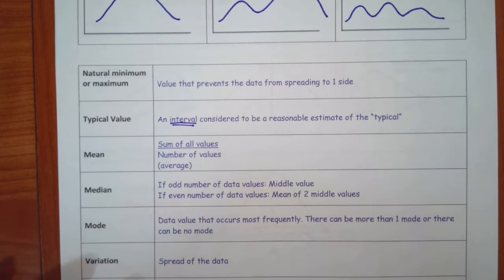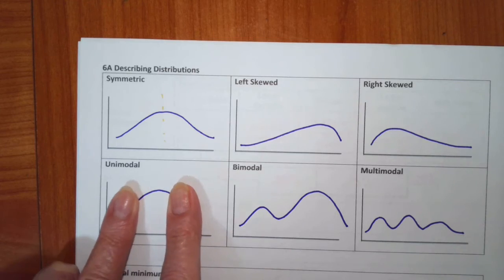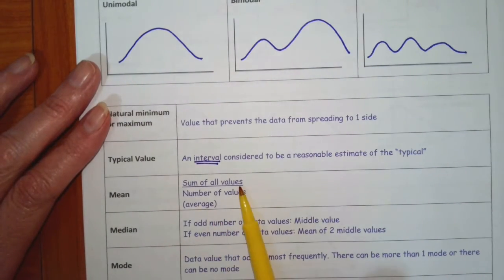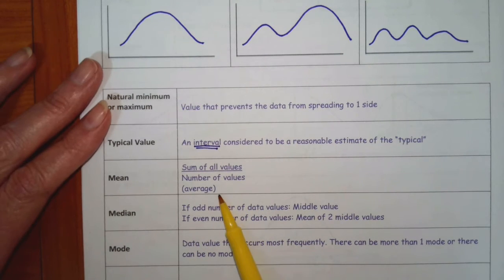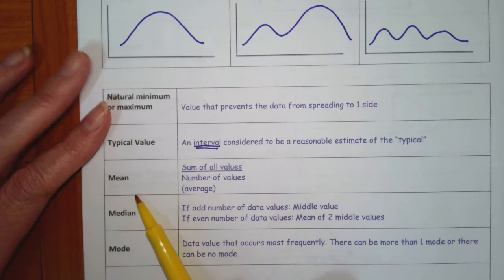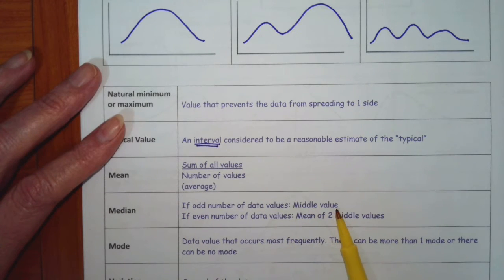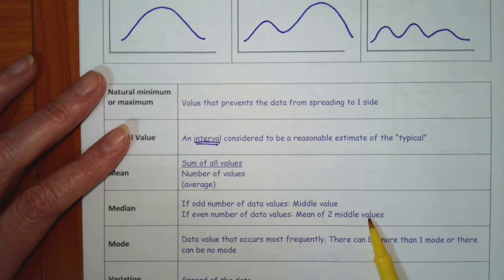A typical value is an interval considered to be a reasonable estimate of typical. So you're looking here and you would have an interval here of what is the typical value. The mean is the average, the sum of all the values divided by the number of values. You know how to find the average of something. Median is if you have an odd number of data values, it's in the middle. If you have an even number, it's the mean of the two middle.